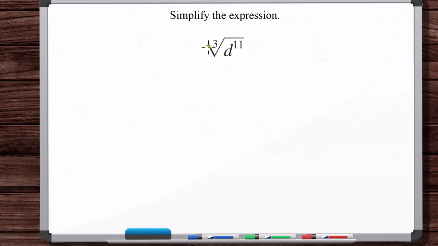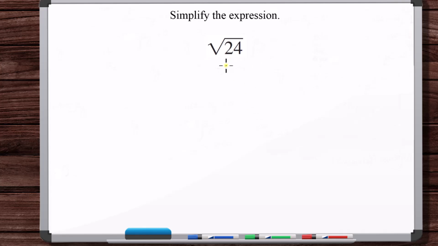Okay, we've got principal cube roots. There are no absolute values here. So we do d to the 9th times d squared. Okay, 9 divided by 3 is 3. And then we've got the rest like that.